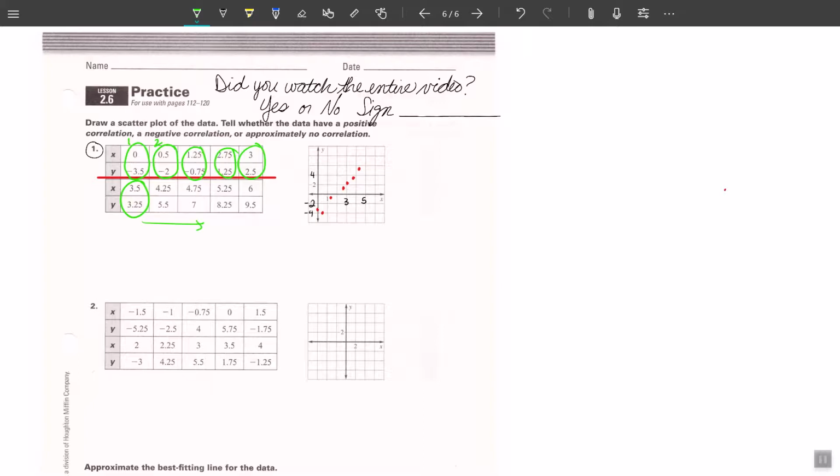So take a minute to pause the video and go ahead and plot your points. I went ahead and did it for you just so you could see it, but go ahead and plot your points and then you can start the video back up.